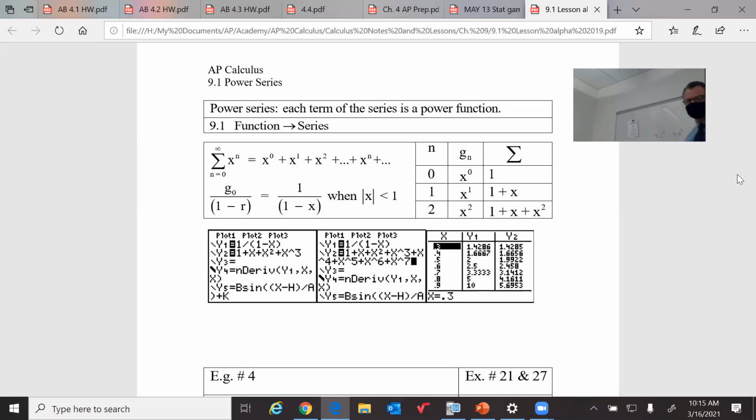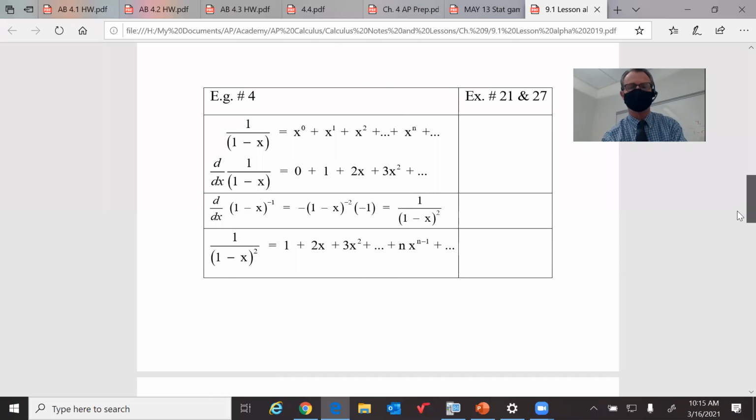So here's example 4, which was on the PowerPoint. This we're familiar with. The derivative of the left side equals that. And that is the representation, that's the series for the derivative based on differentiating those terms one at a time. So I'm just leaving it up there. That's from the PowerPoint, and you're going to do problems 21 and 27.